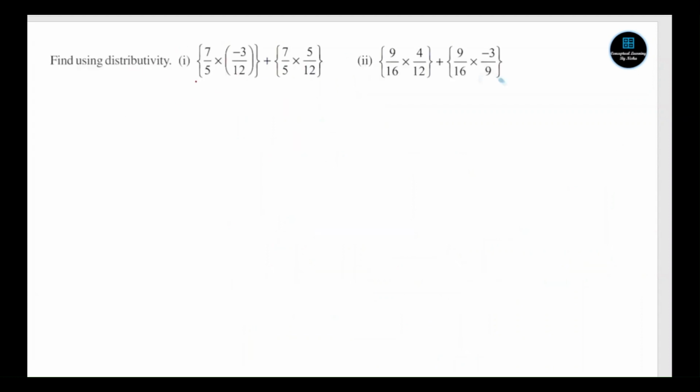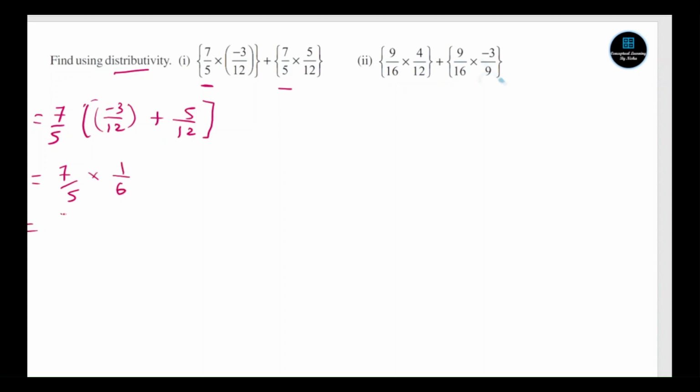Now here we have to solve these questions using the distributive property they mentioned here. Right? So if I observe the numbers, which number is common? Yes, 7 over 5. So I'll write 7 over 5, and then whatever is there I have to write in the bracket. So negative 3 over 12, use a plus sign, and then 5 over 12. Now it is very easy to solve, right? What do we get? 7 over 5, and when I simplify we'll get 2 over 12, which is again simplified 1 over 6, and then my answer is 7 over 30, right?